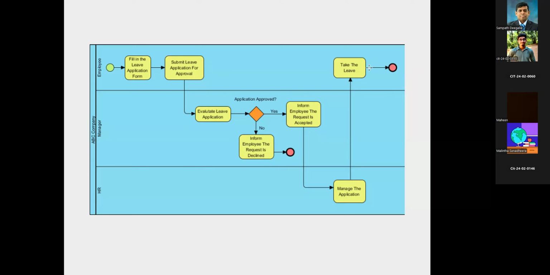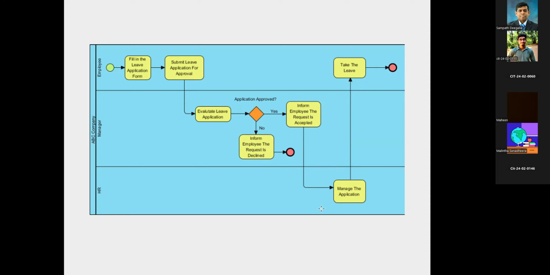So possibly in this one, we have two end events. One is you manage the application and you will get the leave. And the second is inform employee, and the request is declined. That's how we can see it in process management. We call it business process modeling.